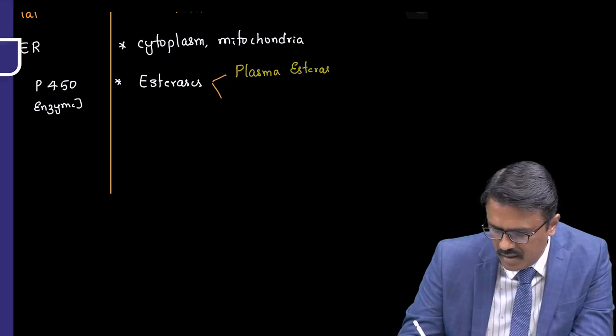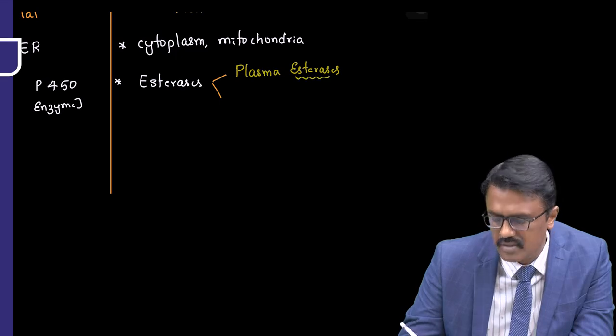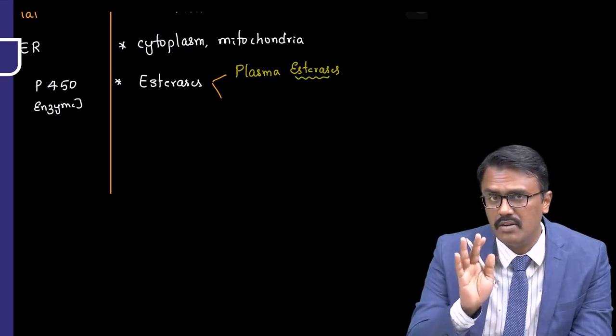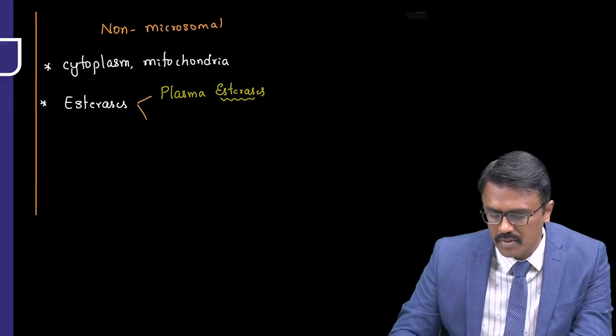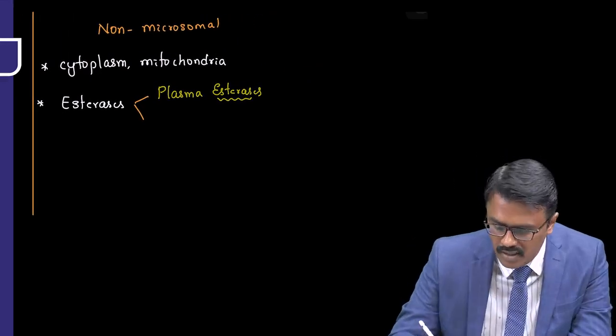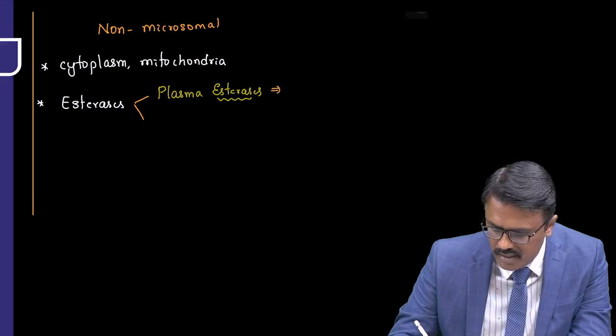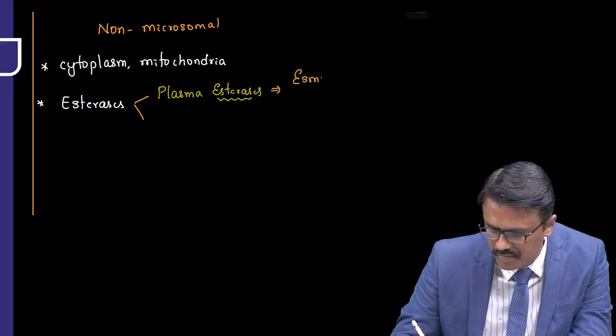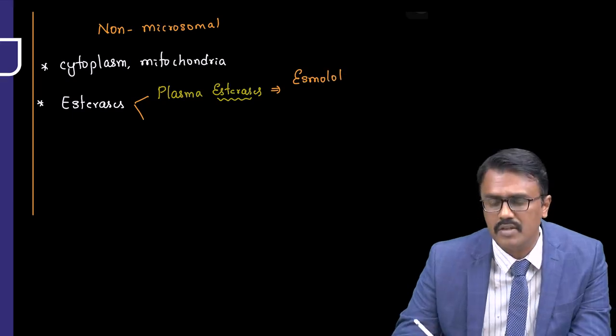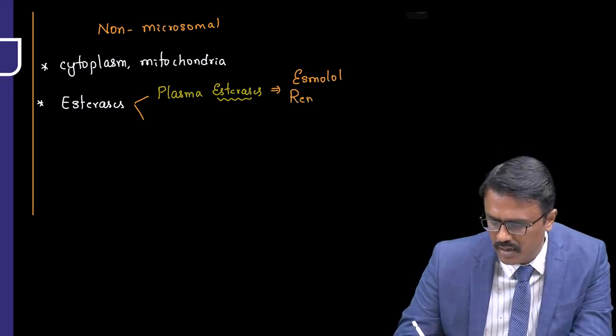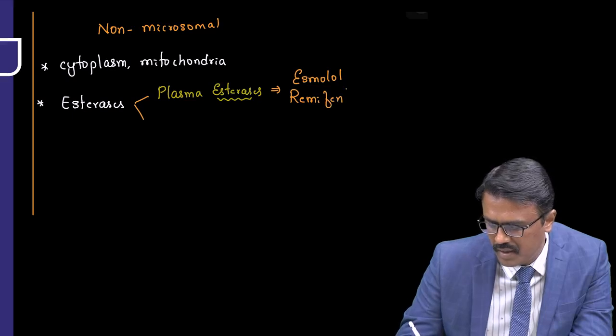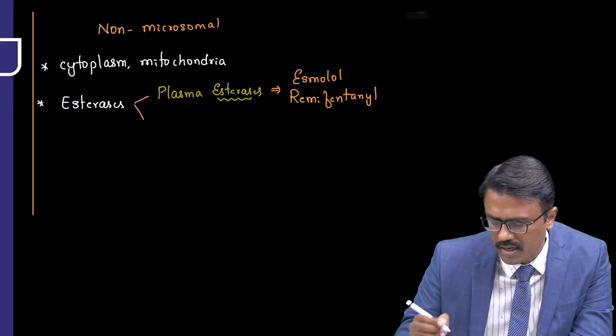Now, usually the drugs metabolized by esterases are usually shorter acting. Please keep this in your mind. Usually the drugs metabolized by plasma esterases are very short acting. Classical example is a drug by the name esmolol. It's an antihypertensive drug, and an opioid called remifentanil. So these are very short acting.